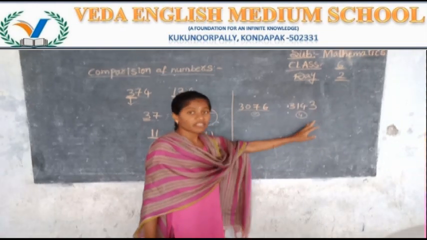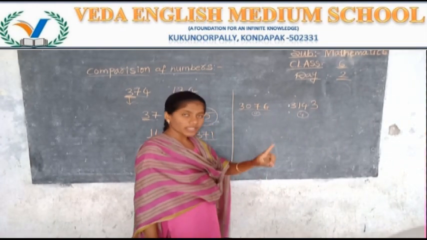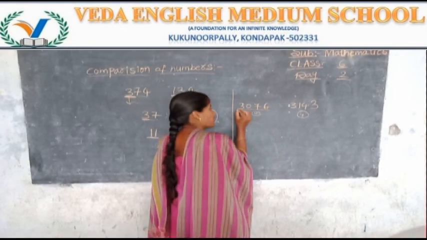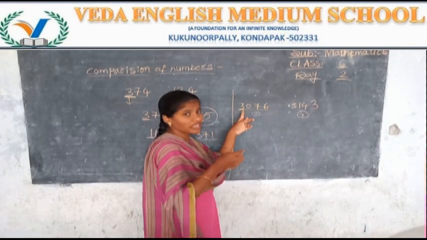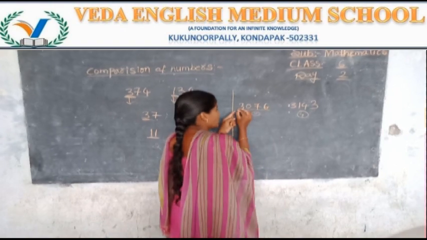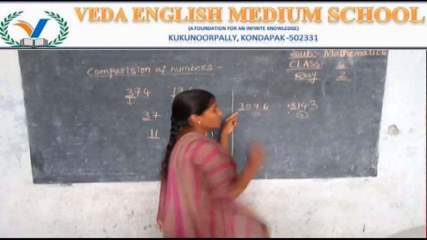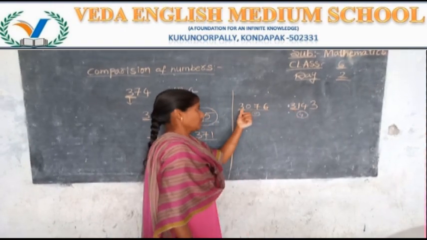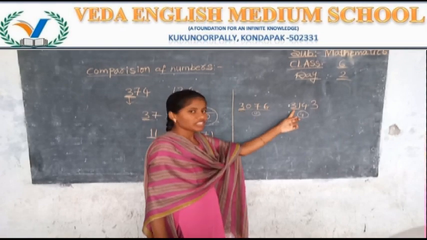If the digits are equal, then what do you have to do? If the digits are equal, then you have to compare the first number. What is the first number here? 3. Now here the first number is 3. Now come here. What is the first number here? 3. Here also the first number is 3.